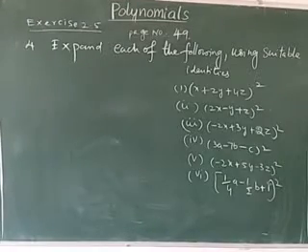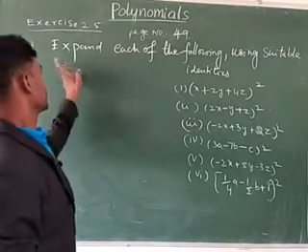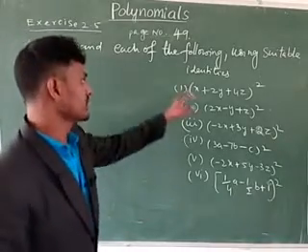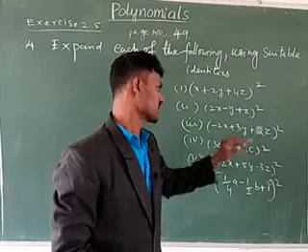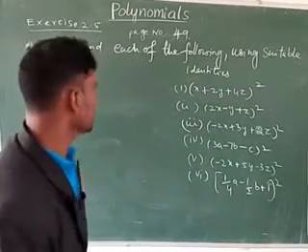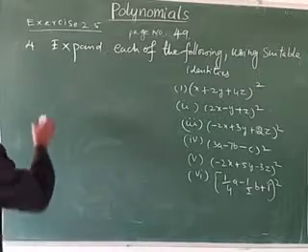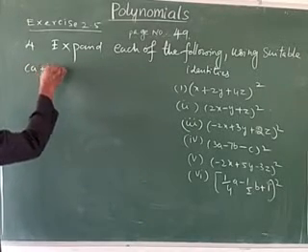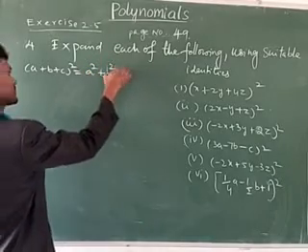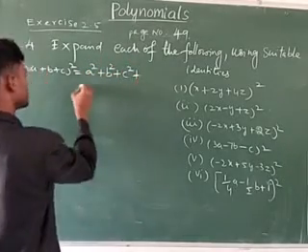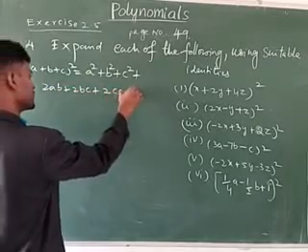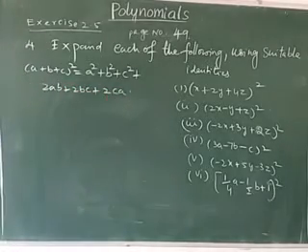Next, fourth one, page number 49. Fourth one, expand each of the following using suitable identities. Here x plus 2y plus 4z whole square. Here total 6 problems have been given. For these 4 problems you have to use the a plus b plus c whole square formula. A plus b plus c whole square is equal to a square plus b square plus c square plus 2ab plus 2bc plus 2ca. This formula you have to use here.